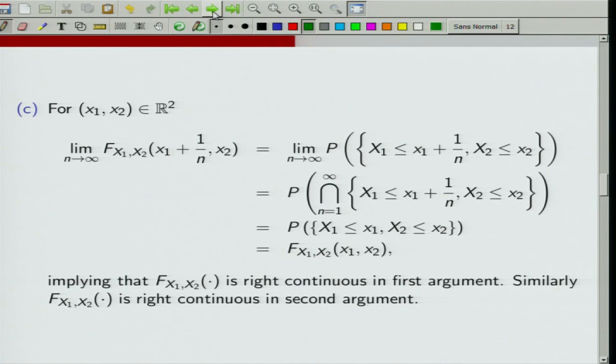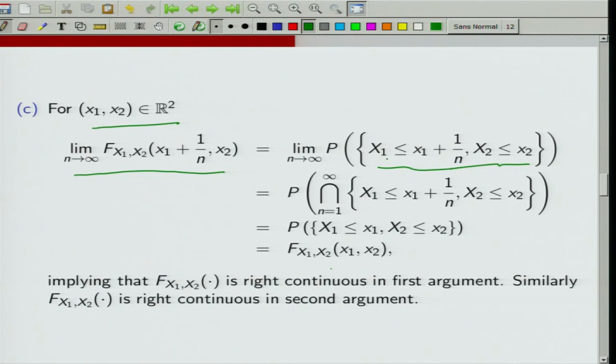The idea of proof is similar to the case of p equal to 1. So, for (x1, x2) belonging to R2, let us consider the limit as n goes to infinity of F(x1 + 1/n, x2). I am seeing the right continuity in the first argument here. So, this is the same as the limit as n goes to infinity of the probability that X1 is less than or equal to x1 + 1/n, X2 less than or equal to x2.